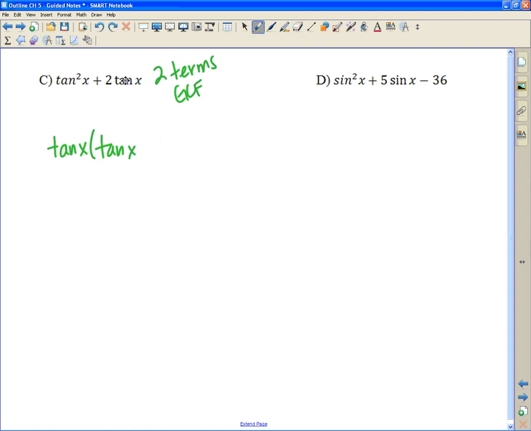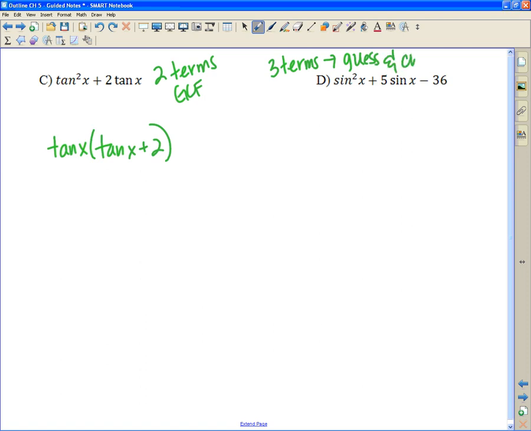I'd follow that up with a plus 2 to get that 2 times tangent of x. Getting a little bit more interesting: sine squared x plus 5 sine x minus 36. 3 terms. Typically that is alluding to the fact that we should use guess and check.